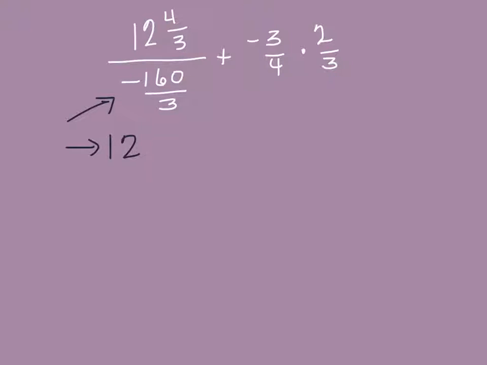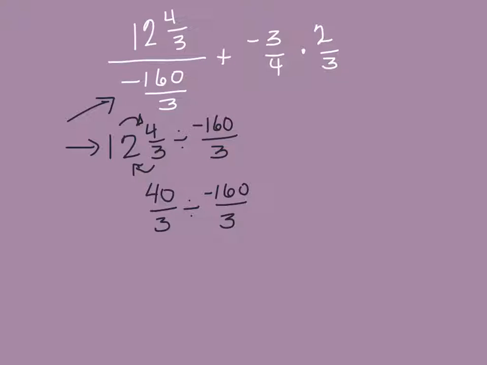So it'll be 12 and 4/3, which I acknowledge again still looks a little funny, divided by negative 160 over 3. So the first thing I need to do, which I had mentioned earlier, was to change my 12 4/3 into an improper fraction. It's the only way I'm allowed to divide. So 3 times 12 is 36, plus 4 more is 40 over 3, divided by negative 160 over 3.